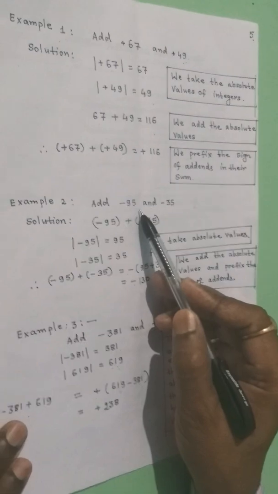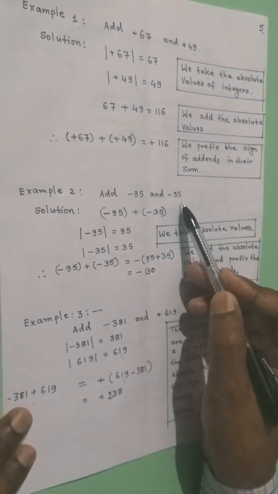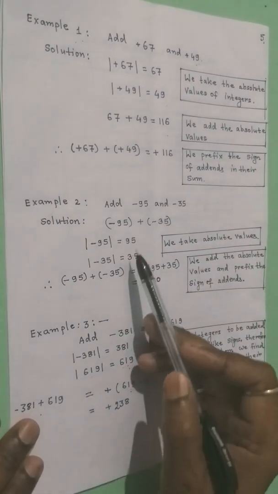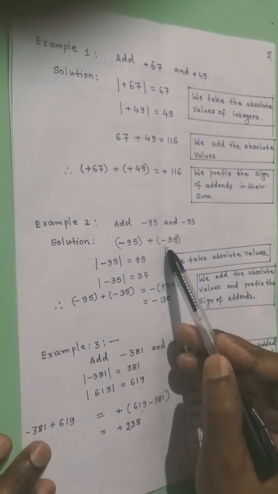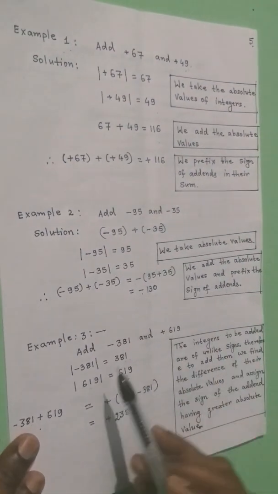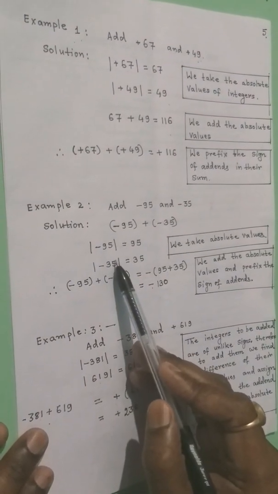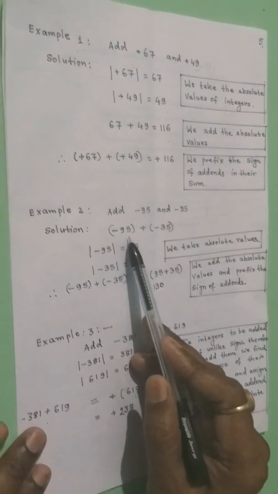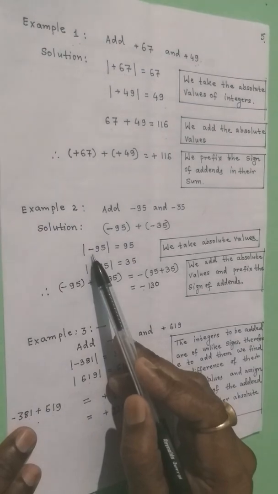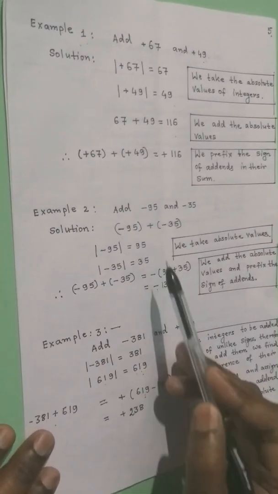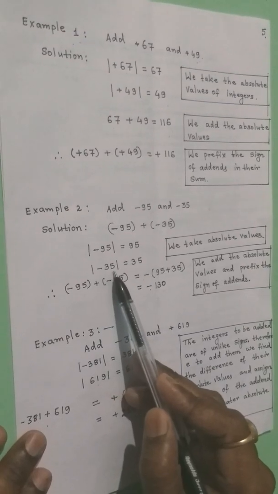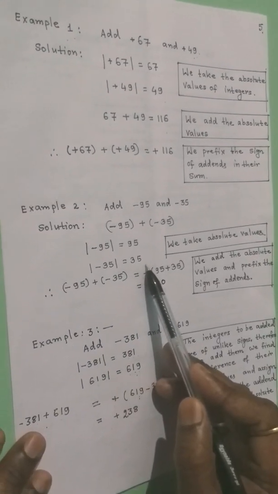In example 2, add minus 95 and minus 35. We can write it as minus 95 plus minus 35. Here we take the absolute values of both the integers. The absolute value of minus 95 is equal to 95. The absolute value of minus 35 is equal to 35.